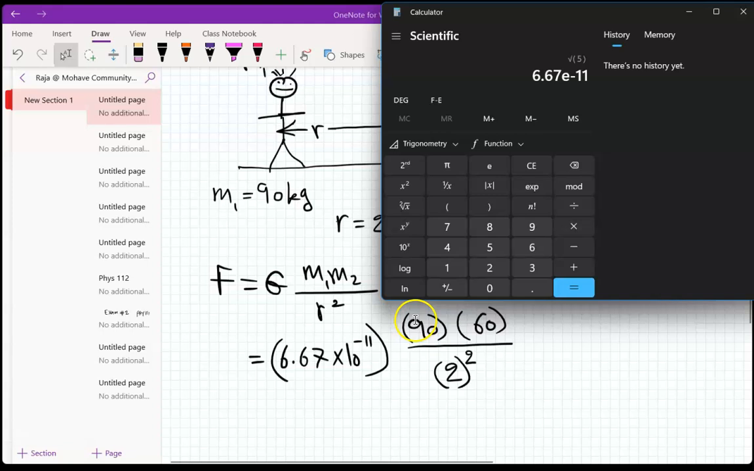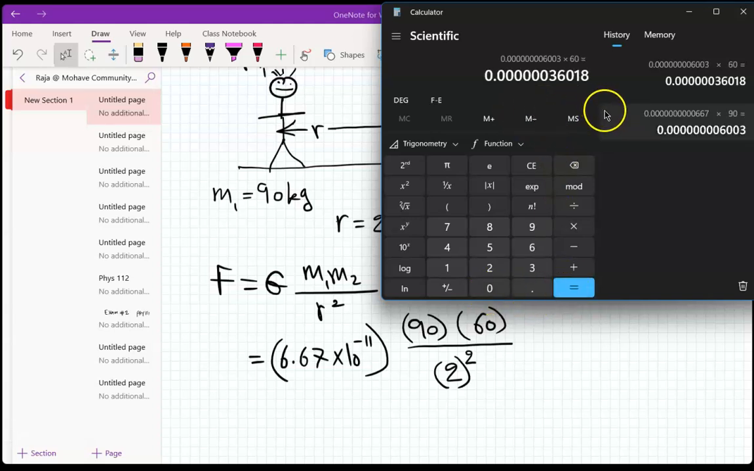Now I'm going to multiply by 90 and then 60. So times 90 equals, always put an equal whenever you do one binary operation, times 60 equal, and we got that. Still not a very pretty number. It's fine. Divided by 2 squared, divided by 4. But let's just make it 2 squared, okay?